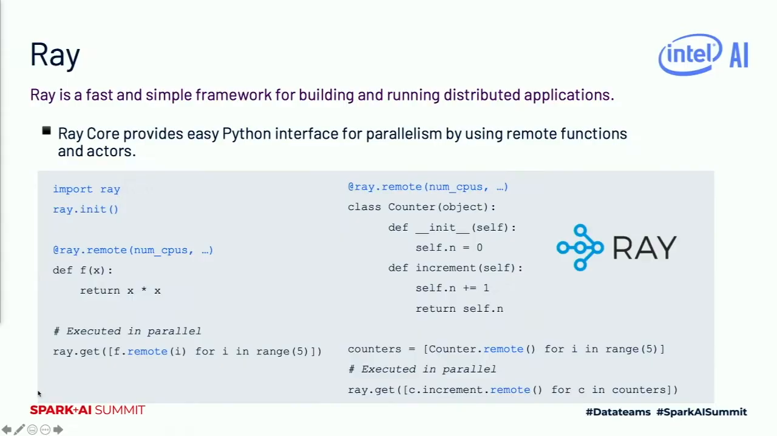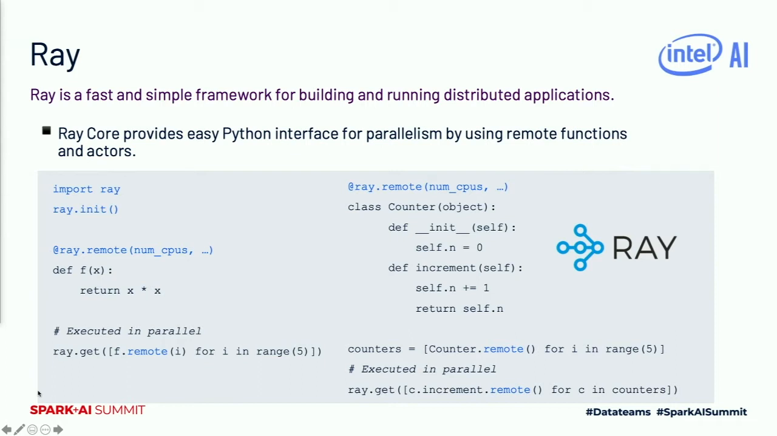So Ray is a fast and simple framework open sourced by UC Berkeley, which is particularly designed for building and running distributed applications. Ray Core provides simple primitives and a friendly interface to help users easily achieve parallelism. So for Python users, they only need to add several lines of Ray code to run Python functions or class instances in parallel. So this page shows some code segments of using Ray.